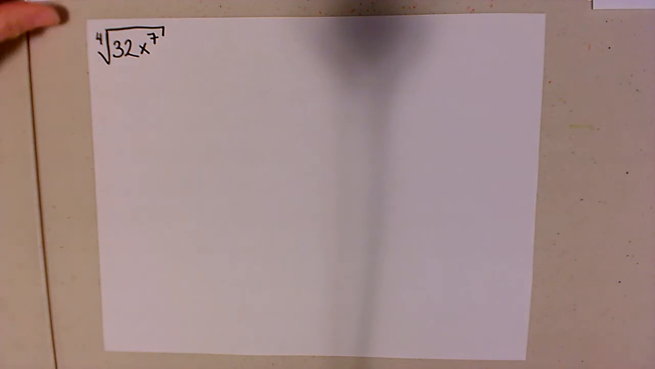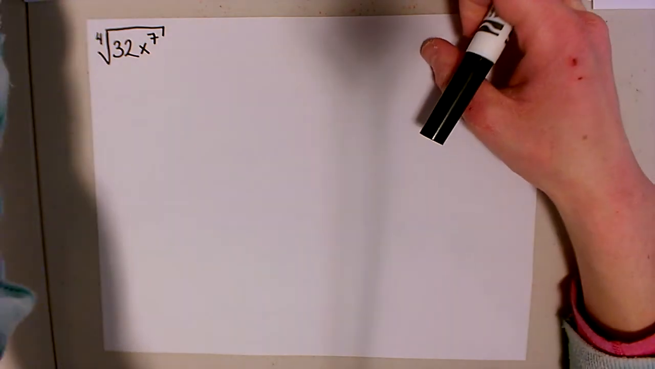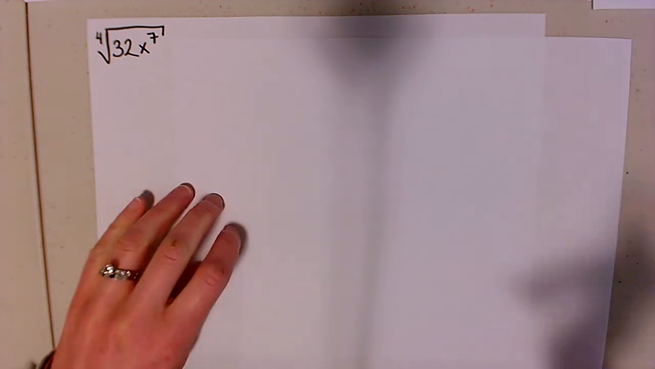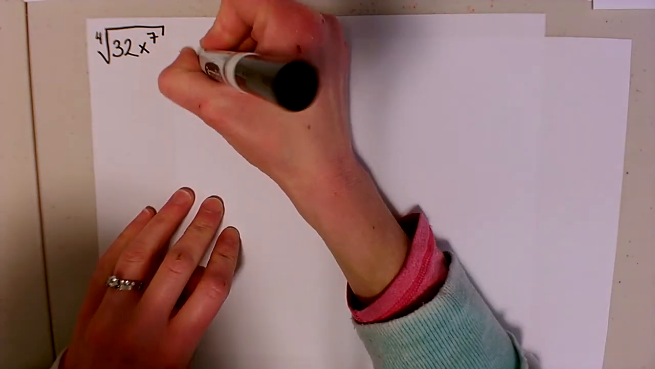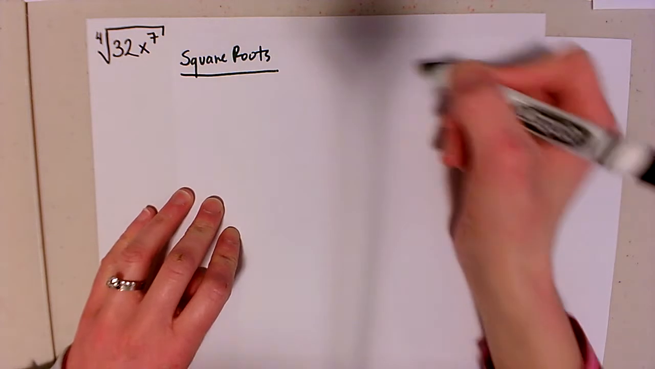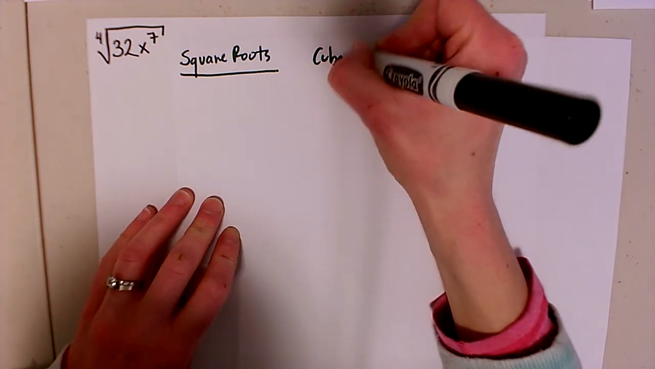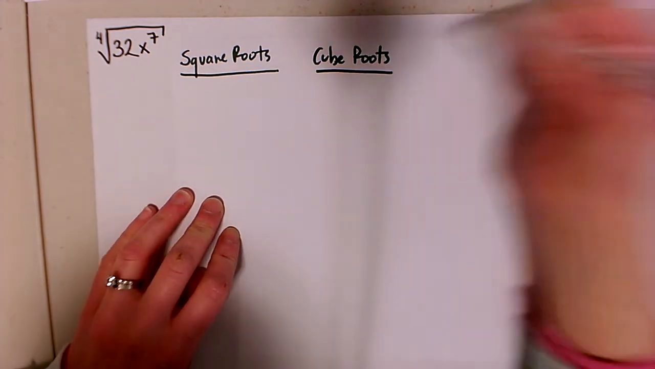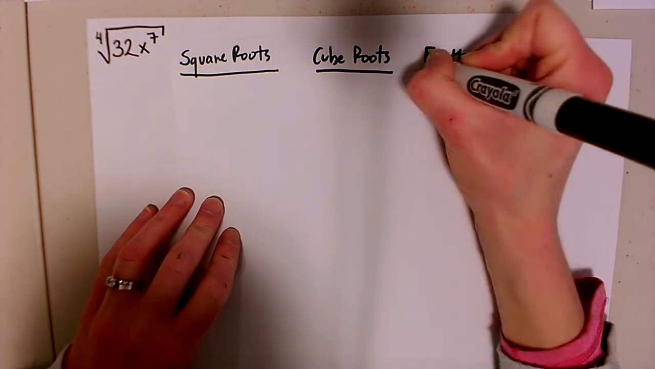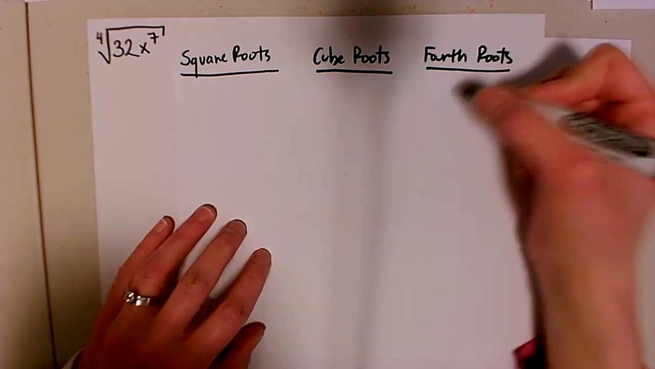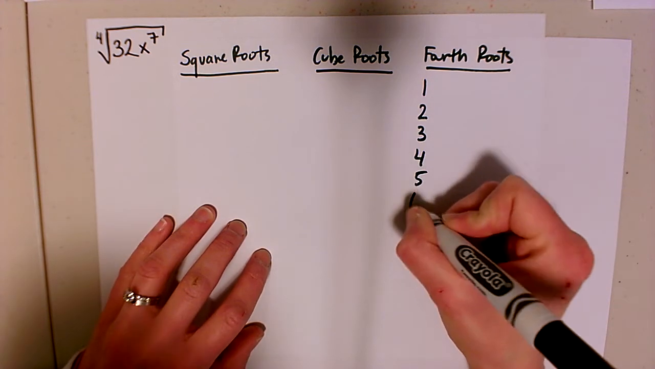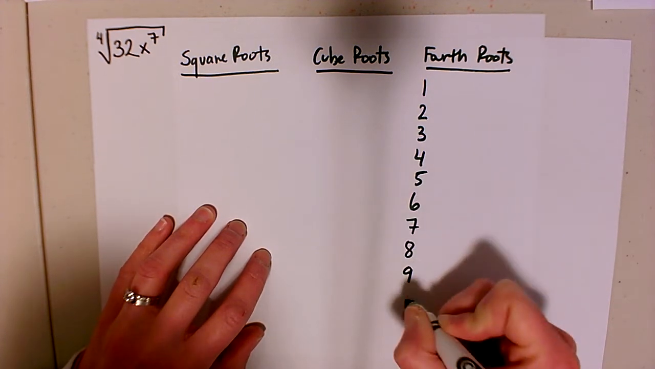Okay? So, for example, maybe it would be good for us to make a list and have this to use with all of the problems that we're going to do. So we know that we might need some square roots, and we'll fill those in later. And we know we might need some cube roots, and we can fill those in later. And we know that we might need some fourth roots, and we'll fill those in right now. So let's see, 1, 2, 3, 4, 5, 6, 7, 8, 9, 10.